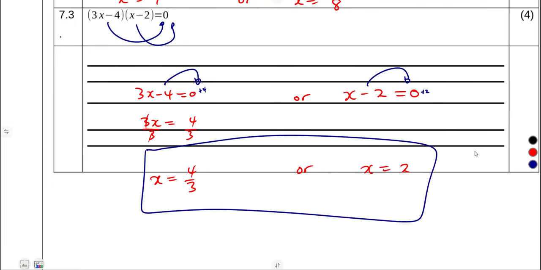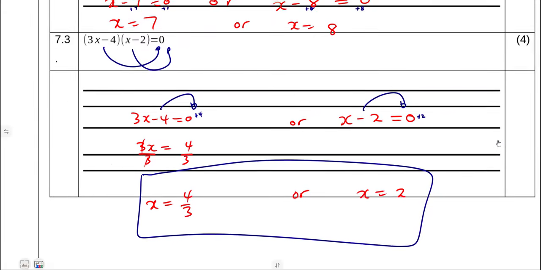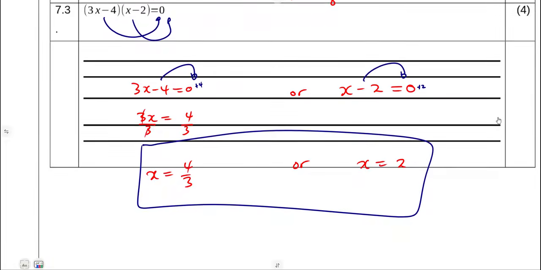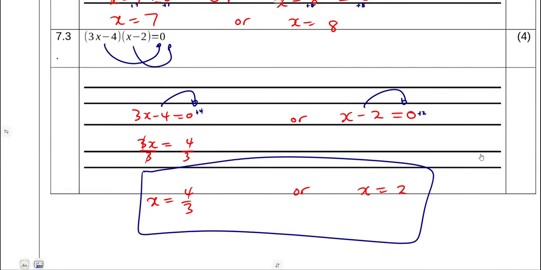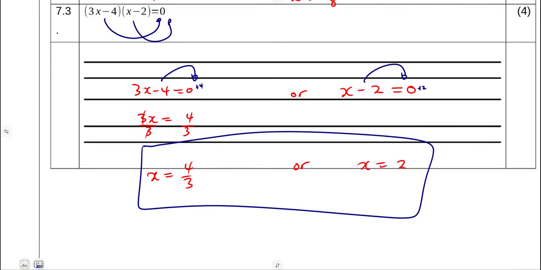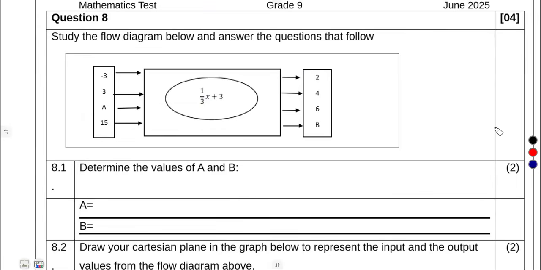All right, the values of x, again, two values of x, since we've got two brackets in this case, just like what we had on that quadratic equation. So you see, guys, how they play around with these typical questions? Just try to do as much revision as you can.